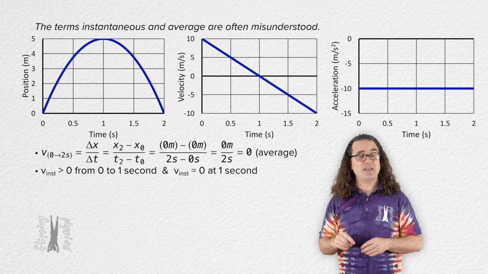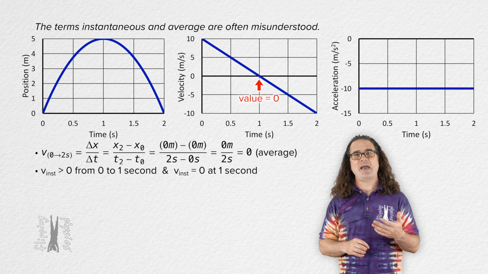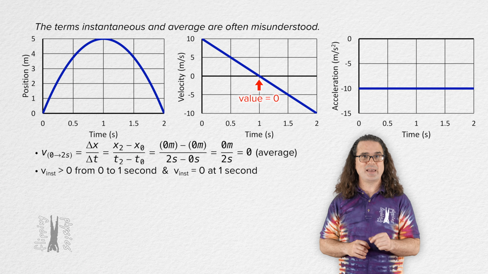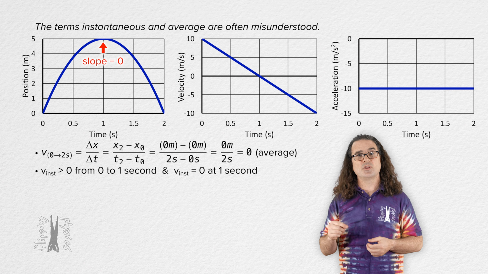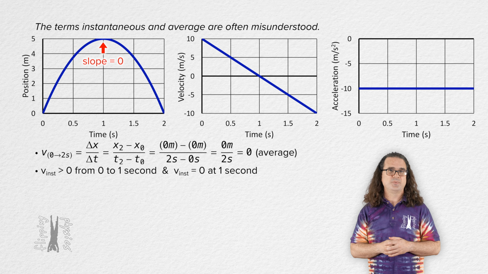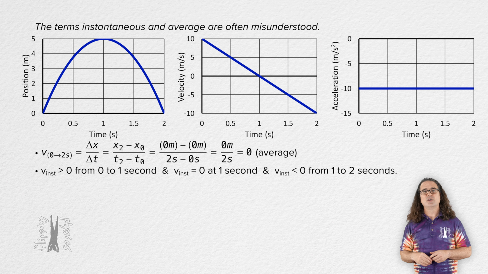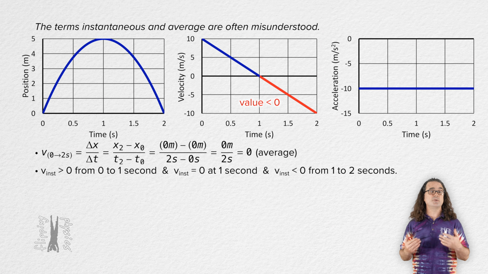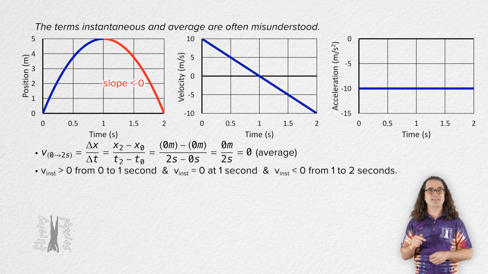The instantaneous velocity of the object is 0 at 1 second. You can see that on the velocity versus time graph because the line passes through the horizontal axis at 1 second, and the horizontal axis represents 0 velocity. And you can see that because the slope of the position versus time graph curve is horizontal and 0 at 1 second. And the object's instantaneous velocity at every instant between 1 and 2 seconds is negative. You can see that on the velocity versus time graph because the line at every point between 1 and 2 seconds is below the horizontal axis. And you can see that because the slope of the position versus time graph curve is negative at every point between 1 and 2 seconds.